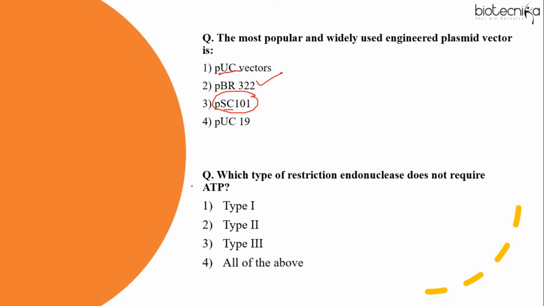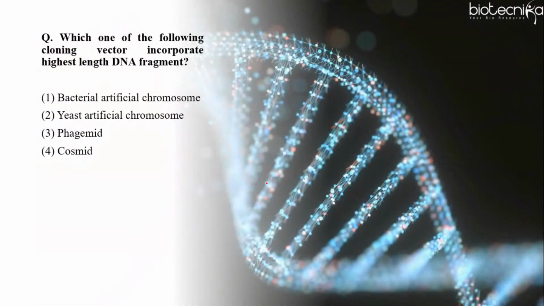Then can you tell me which type of restriction endonuclease does not require ATP? What will be the answer here? Option 2. Very good. Type 2. Correct. Then moving on to next question. Very good. I'm really glad to see all the answers coming. Thank you so much. Moving on to next question.